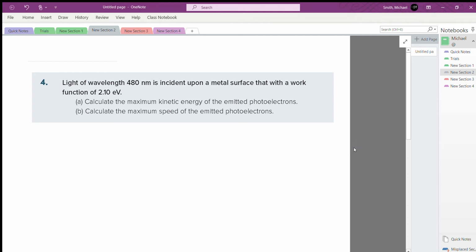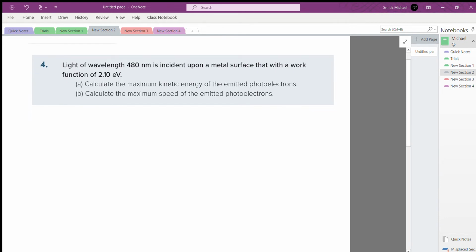This is question 4 from the SACE Stage 2 Physics Course Companion from subtopic 3.4 Wave Particle Duality. Here we have light of wavelength 480 nanometers incident upon a metal surface which has a work function of 2.1 electron volts. First we need to calculate the maximum kinetic energy of the emitted electrons.